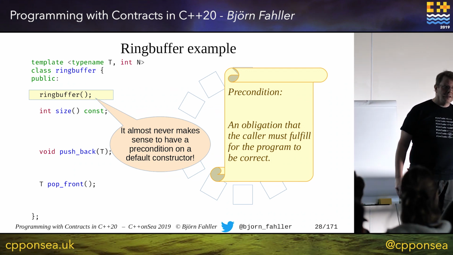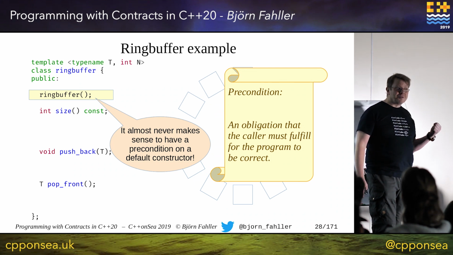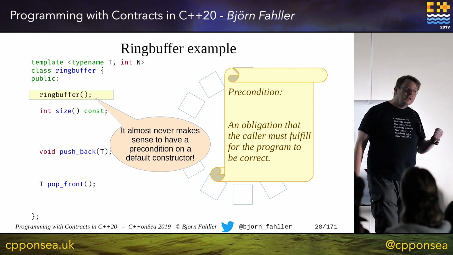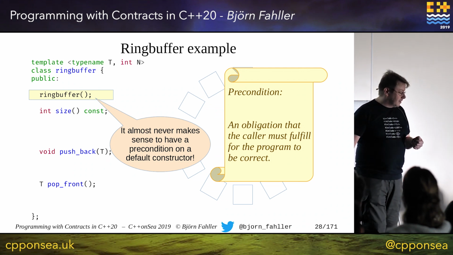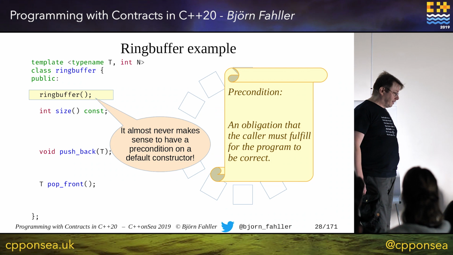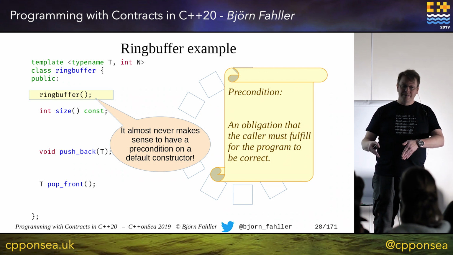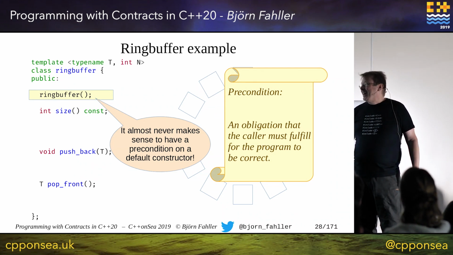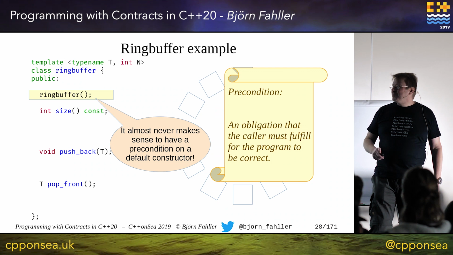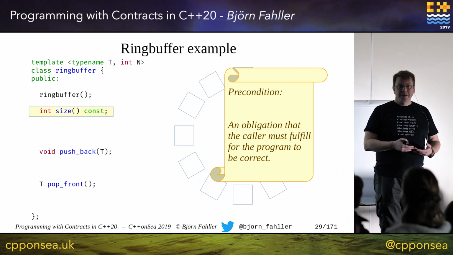Is there some maximum to n? Presumably there is, and presumably that would be a compile time constraint, not a runtime constraint. So the only real exception I can think of where it actually makes sense to have a precondition on a default constructor is if you have a singleton, then you want to ensure that there isn't already one constructed, but then you don't want a singleton. So you normally don't want a precondition on a default constructor. The size function, then, tells you how many elements we have in the ring buffer.